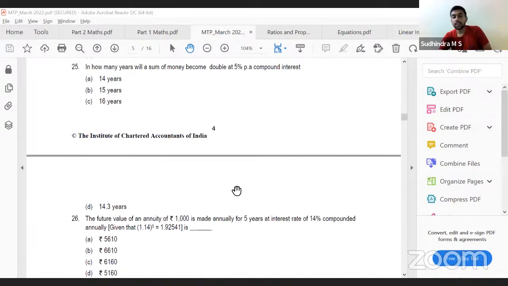Next, the last question. The future value of an annuity of 1,000 rupees is made annually for 5 years at an interest rate of 14% compounded annually. What is the future value? Read the question carefully, whether it is an annuity regular or due.